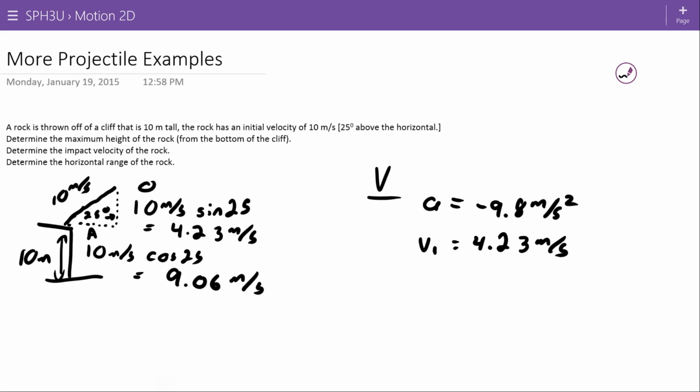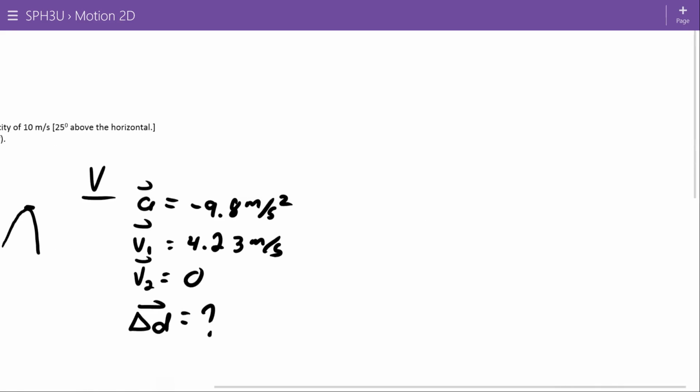If we're going to go to the maximum height, what that means then, if we imagine this rock is going to come up and come back down, at that maximum height it has to stop so that it can turn around, so we have a V2 of 0. And what I'm really interested in here for my maximum height is the displacement when it's at that spot where it's stopped.